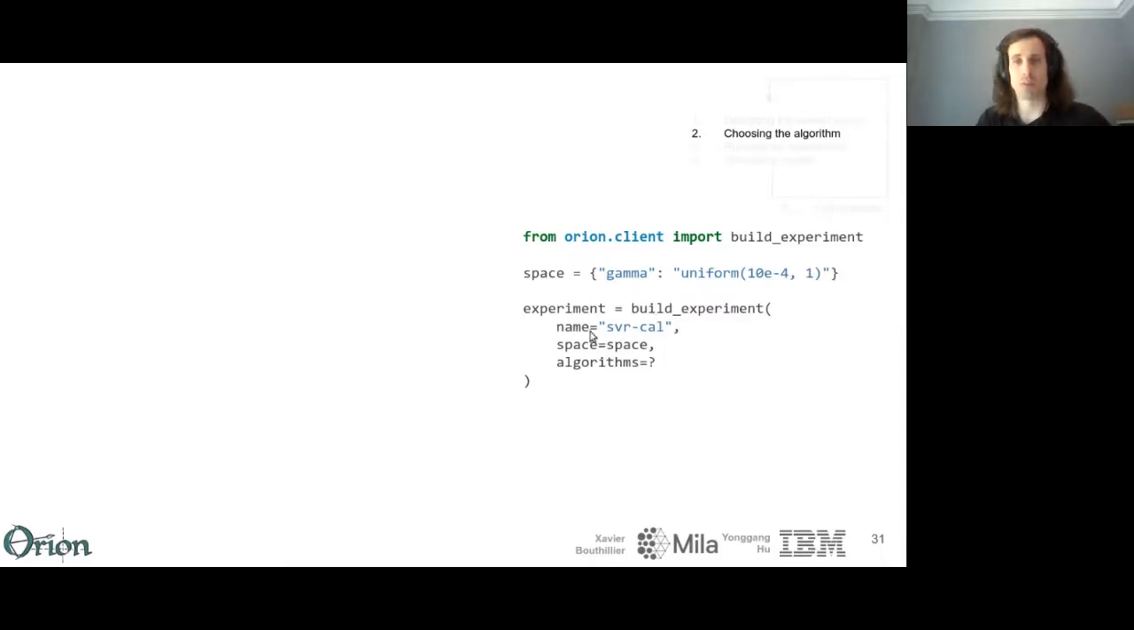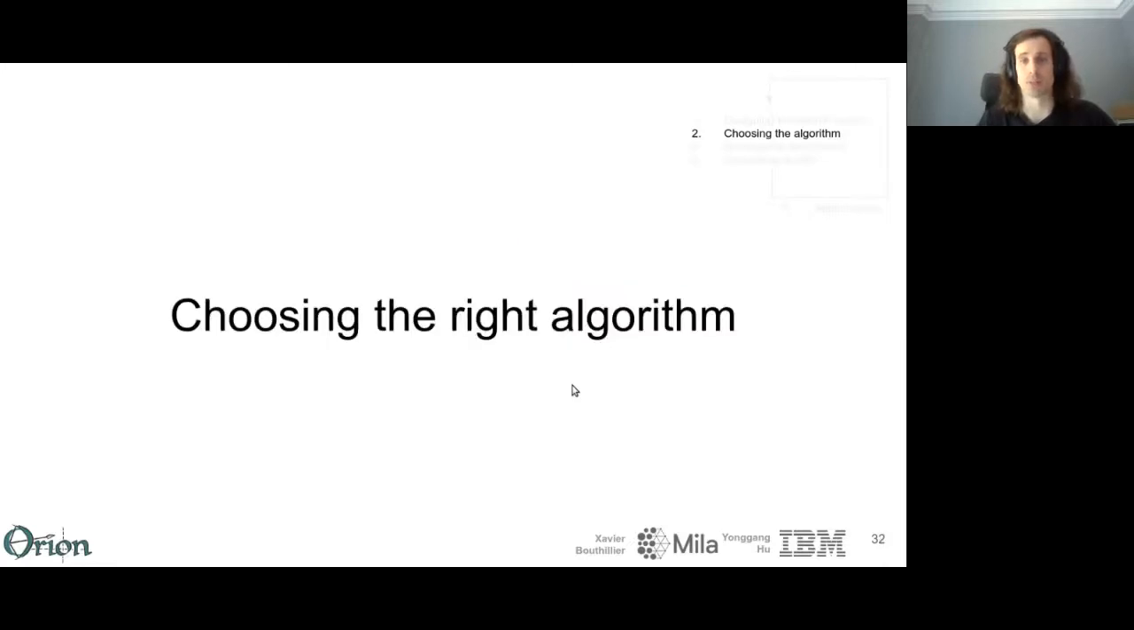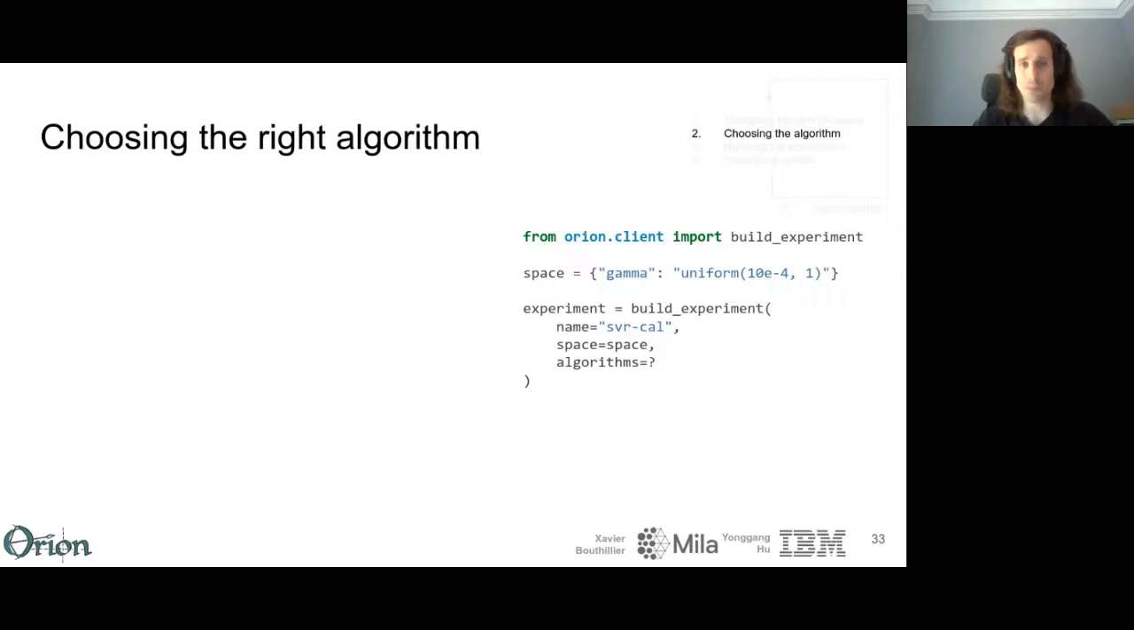So we build the experiment, and we give a name to the experiment, so that it is uniquely identified in the database. Orion is using by default a file system-based database, so you don't need to configure it, but you can read the docs to find the other backends we have. We pass it the space, and then we want to define the algorithm that we'll be using for the experiment. So next part, choosing the right algorithm.